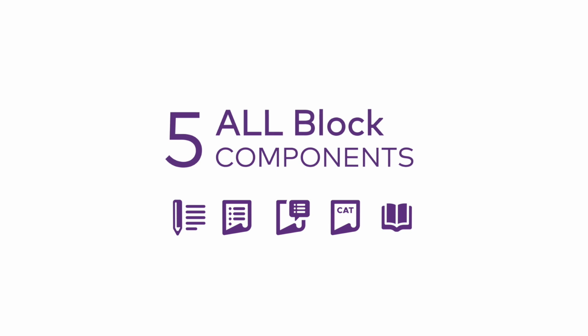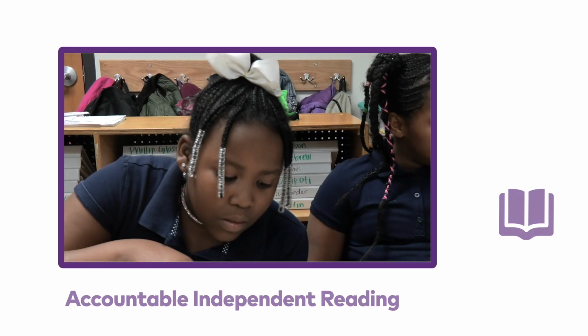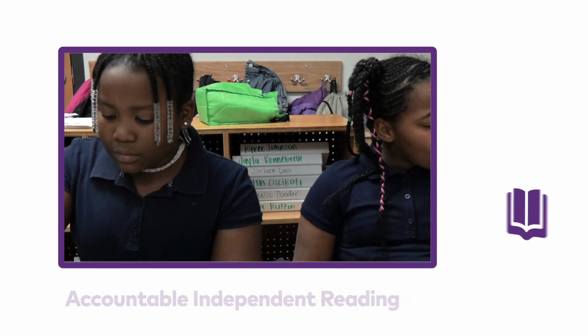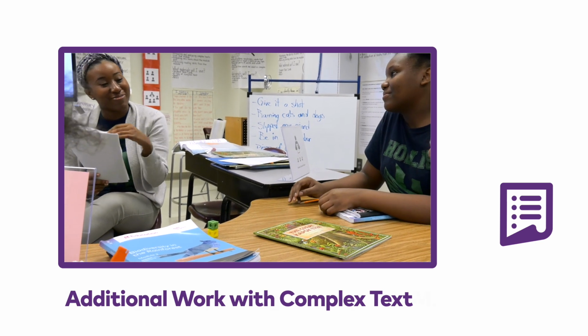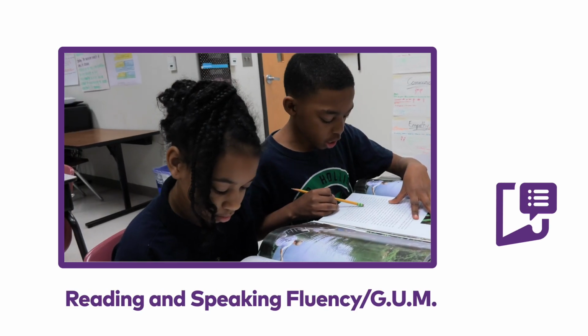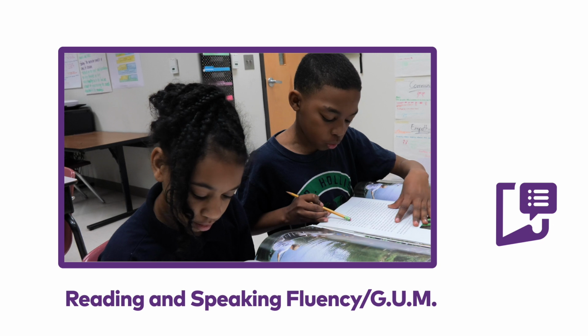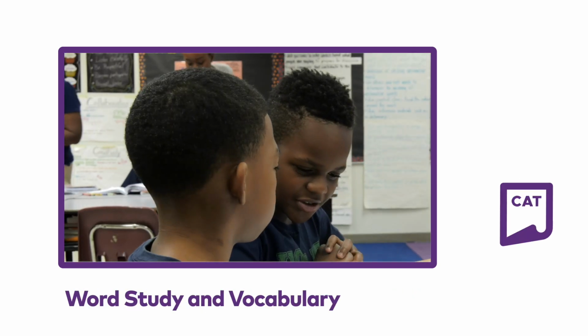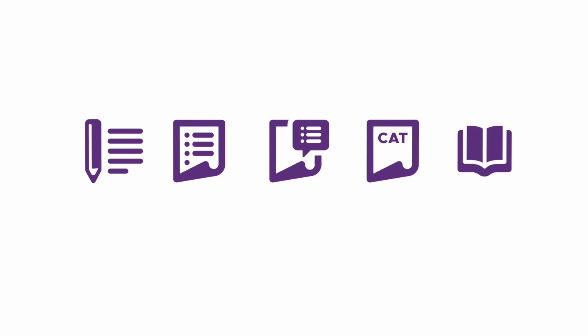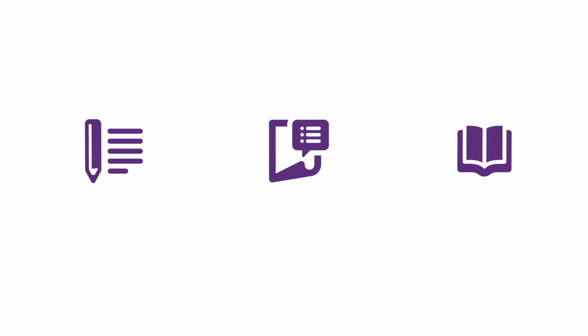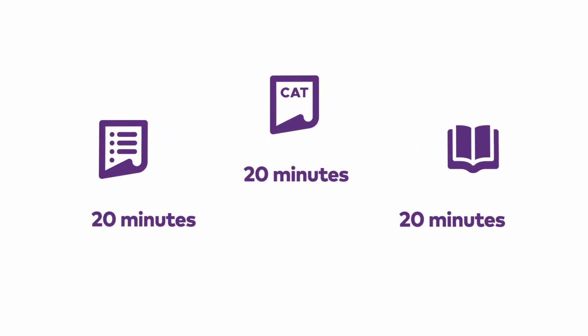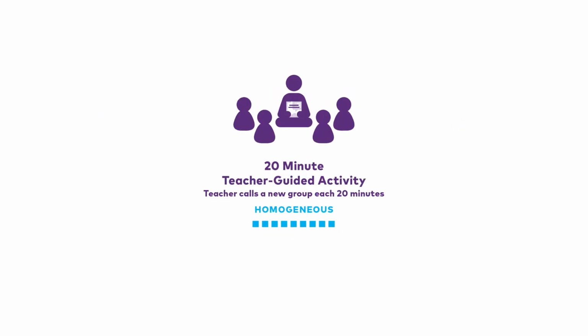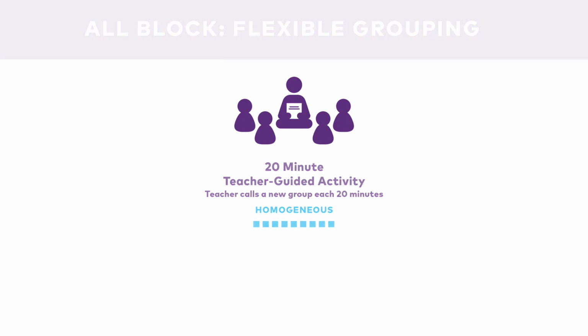The 5 components of the ALL block are accountable independent reading, additional work with complex text, reading and speaking fluency and/or grammar usage and mechanics, GUM, writing practice, and word study and vocabulary. Each day in the ALL block, students rotate through 3 of the 5 components in 20-minute rotations. One of the rotations is a differentiated teacher-guided activity in homogeneous groups.